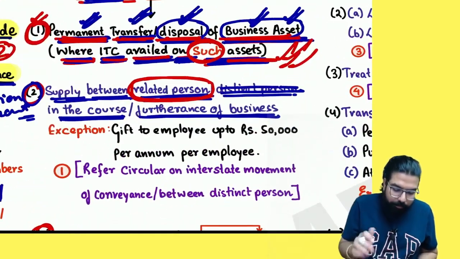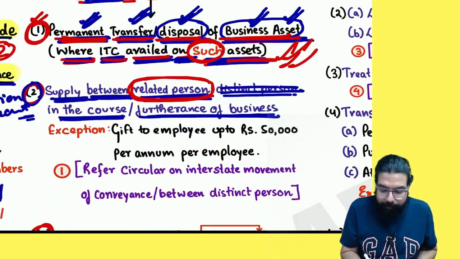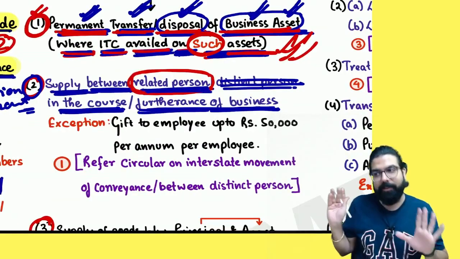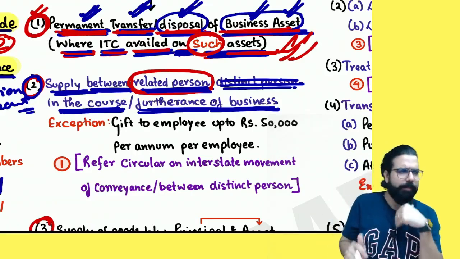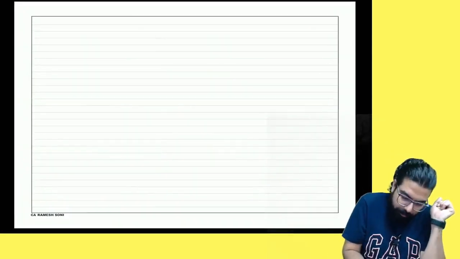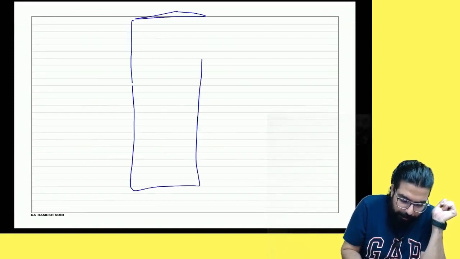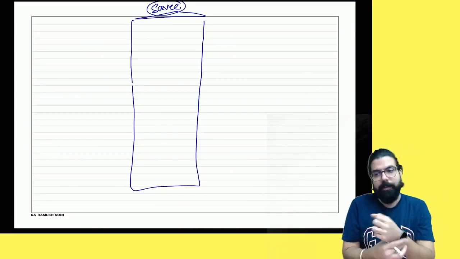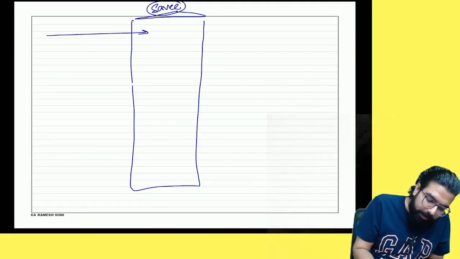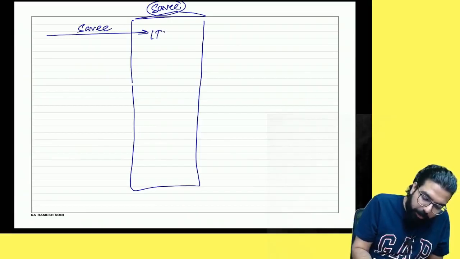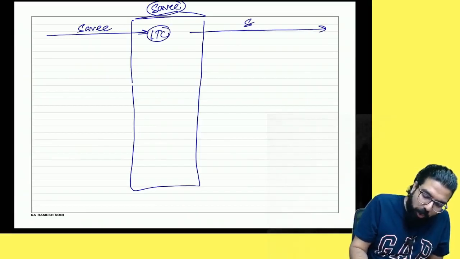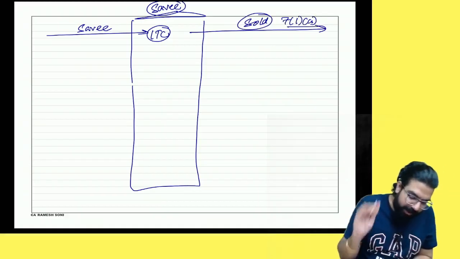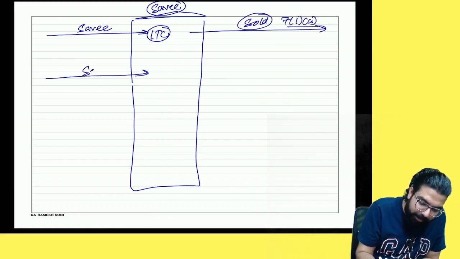Now listen. Whenever there is a supply between related persons in the course or furtherance of business, then it will always be a supply. Sir, what do you mean by this? Chalo, I'll give you one example. I am a shopkeeper who sells saris. I am a dealer of saris. I buy saris, I take the input tax credit, and I sell the saris. Can you tell me the section number? 7(1). Very good.